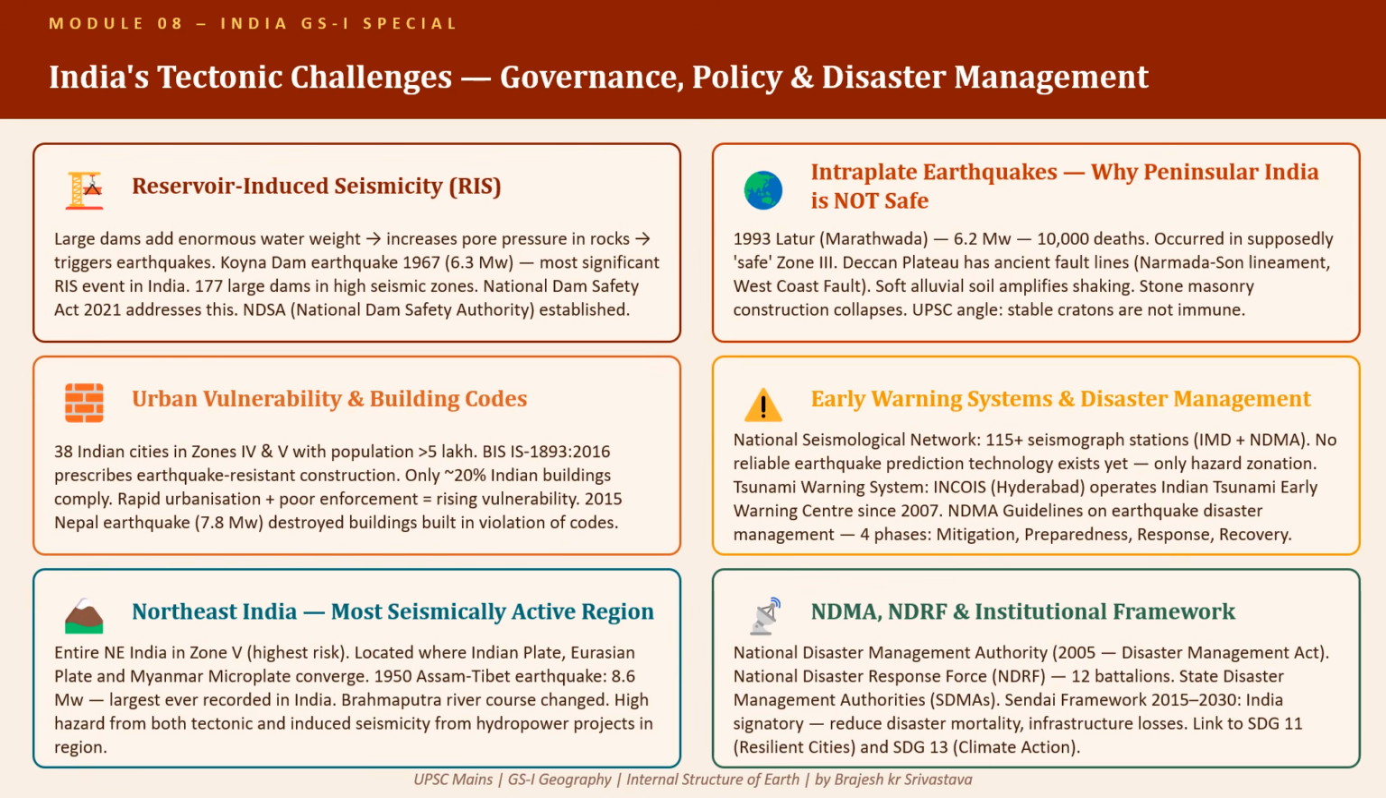Urban vulnerability. 38 Indian cities with populations over 5 lakh lie in zones 4 and 5. The Indian Standard IS 1893 2016 prescribes earthquake-resistant construction norms. But only about 20% of Indian buildings comply with these standards. Rapid, unplanned urbanization with poor enforcement is creating a time bomb of vulnerability.